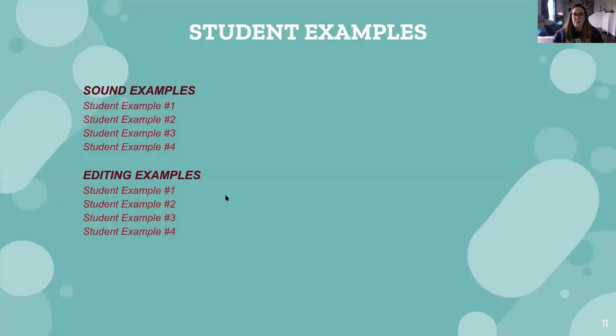Within the presentation, I'm combining these two projects into one, where you're showing me evidence that you learned about editing and evidence that you've learned about sound. We were supposed to do an editing video and then a sound video. So these are sound examples, students who made videos that incorporate sound effects, music, and dialogue. And these are editing examples where they incorporated cuts or transitions.